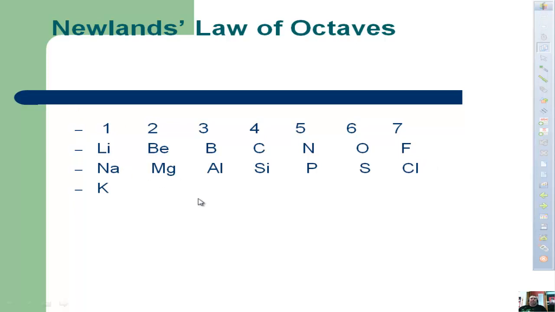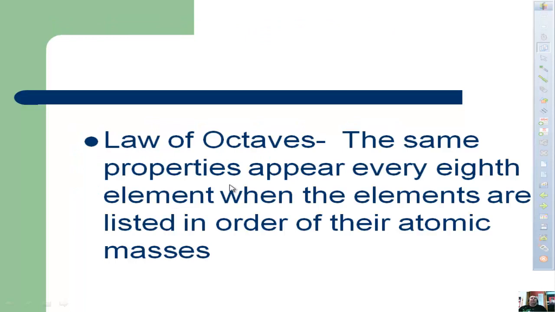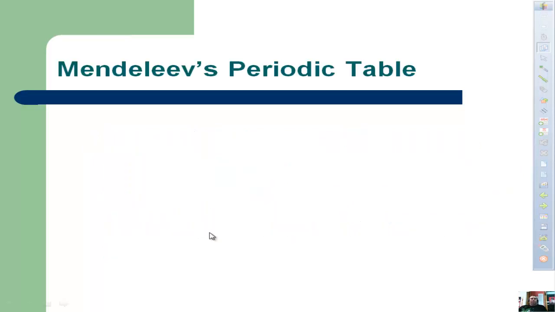And again, going from lightest down to, well, in this case, the heaviest being potassium for the example that I have. But he went from lightest to heaviest and noted that there was a repetition every eighth element, and that repetition every eighth element he called the law of octaves, which is the same properties. And when I use the word properties, I'm meaning both physical and chemical, but the same properties appear every eighth element when the elements are listed in order of their increasing atomic masses.